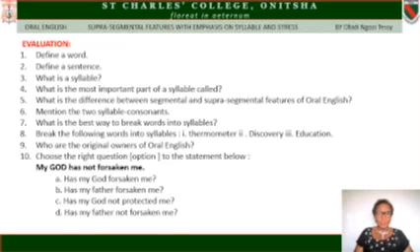10, choose the right question or option to the statements below. My GOD has not forsaken me. A, has my God forsaken me? B, has my Father forsaken me? C, has my God not protected me? D, has my Father not forsaken me?